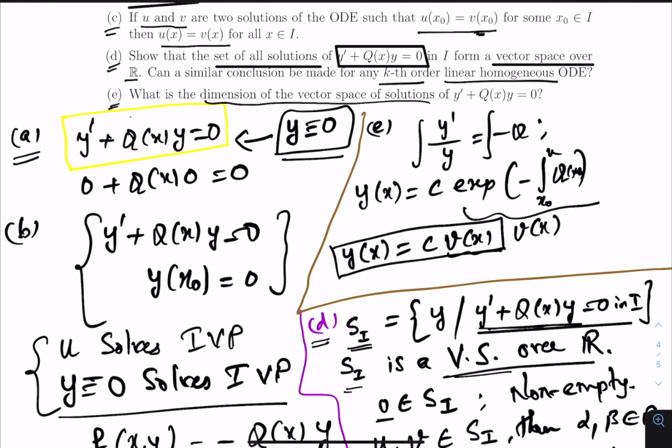What this means is that any solution to this ODE is a scalar multiple of some function, which means y is in Si, and any y in Si is of this form. It's a scalar multiple of some function, which means Si is one dimensional.